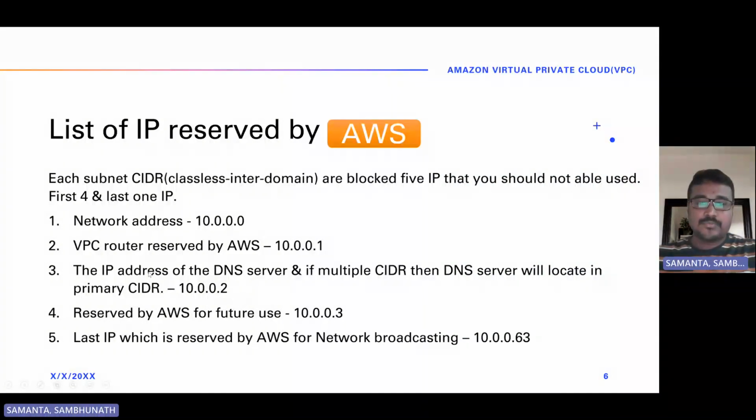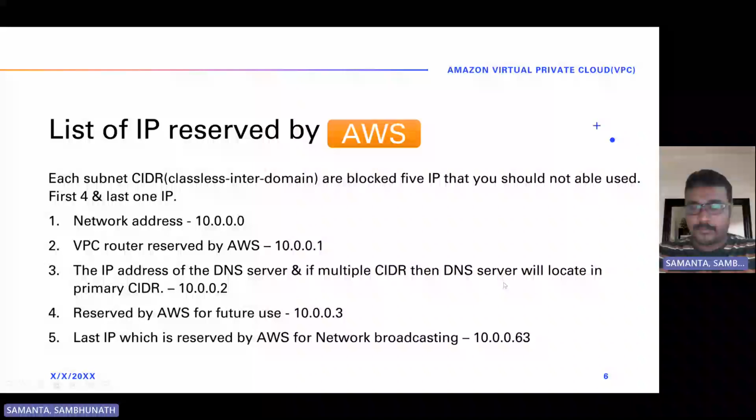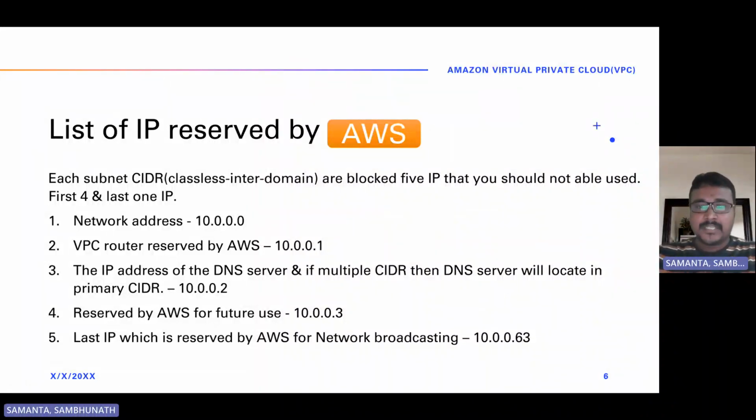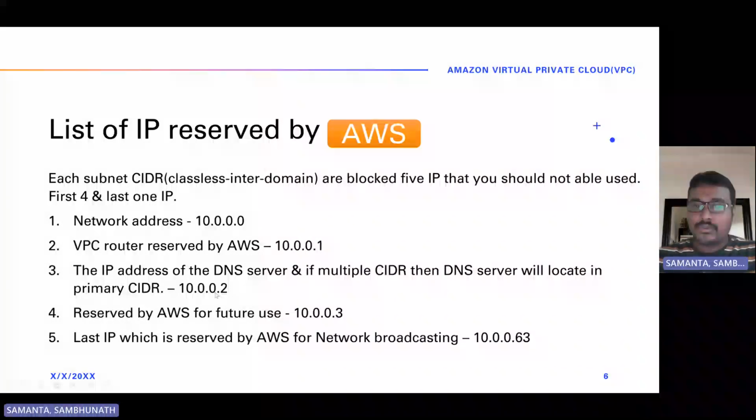This is basically used for the DNS server, or if there are multiple CIDRs, then the DNS server will be located in the primary CIDR. What does that mean? Suppose you have multiple CIDR values in a particular VPC. There could be one primary CIDR and one secondary CIDR. For this DNS server IP, which IP address should be reserved? It cannot be both. So it will be from the primary CIDR value, whatever primary CIDR you specified, from there only this IP address will be reserved for the DNS.